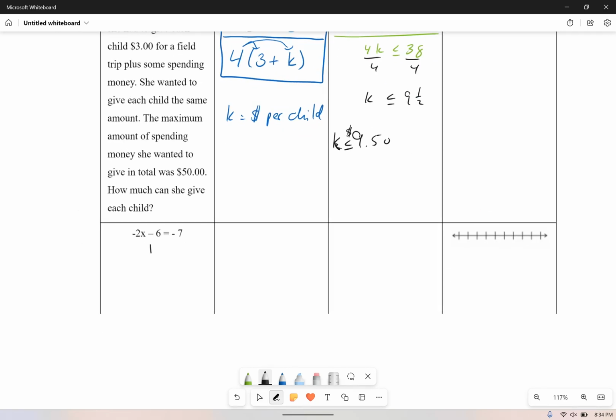I'll do this last one because it's going to be quick. Negative 2x equals negative 1. Divided by negative 2. Divided by negative 2. X equals 1/2. And that's it.